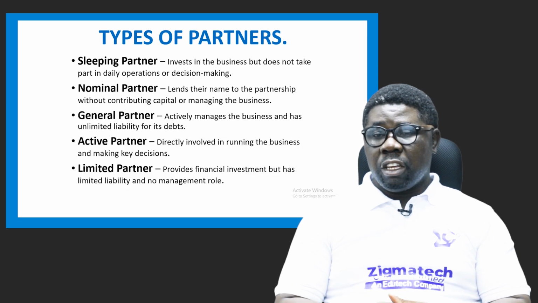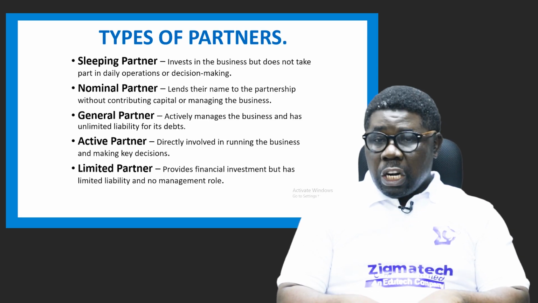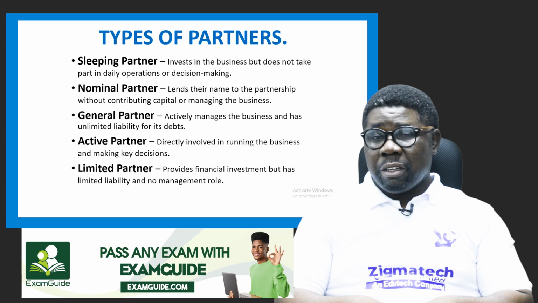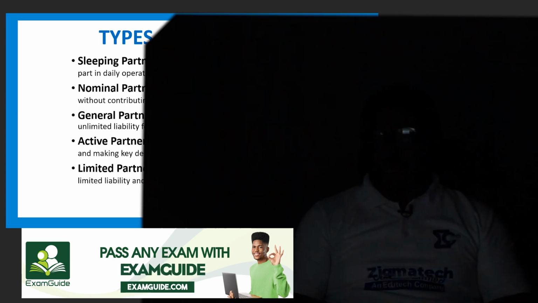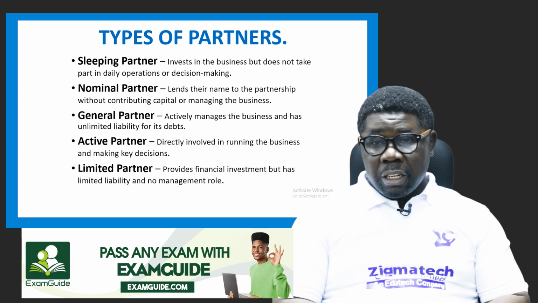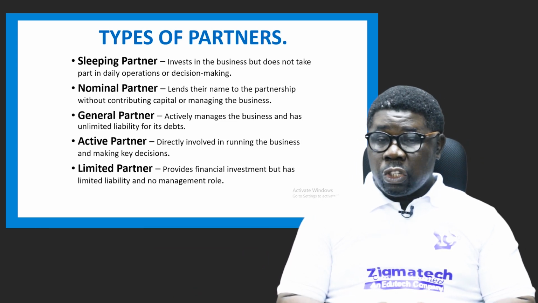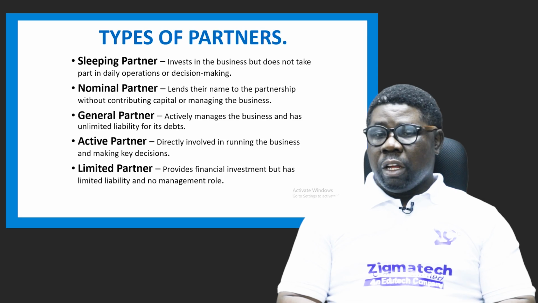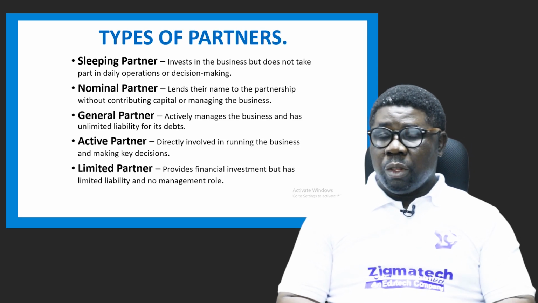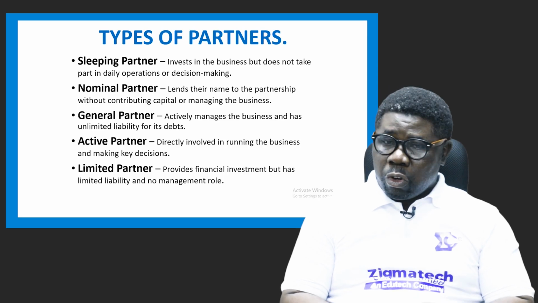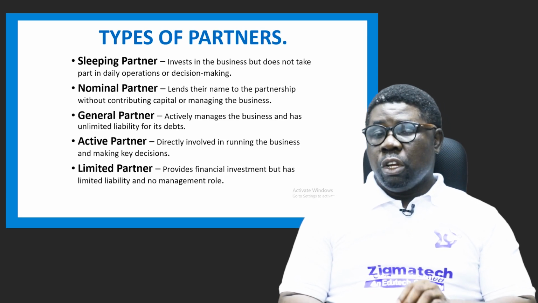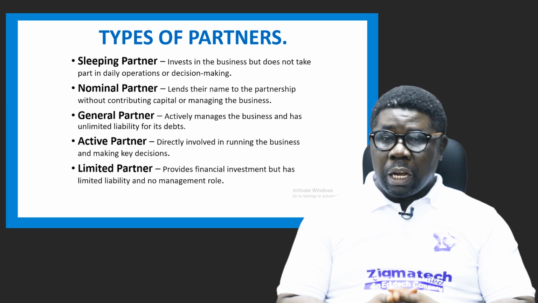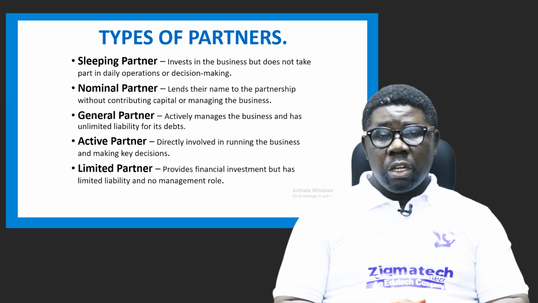Active partners, in fact, general partners are sometimes known as what? Active partners, but not all active partners are general partners. You understand that? Not all active partners are general partners, but all general partners are what? Active partners. I don't know if it's clear. We'll look at it again later. Active partners are those who are directly involved in running the business. You may even have a limited partner who is also running the business. In that case, he is an active partner. So any partner directly involved in running the business is called an active partner. Those are the ones that make key decisions about the business's success.